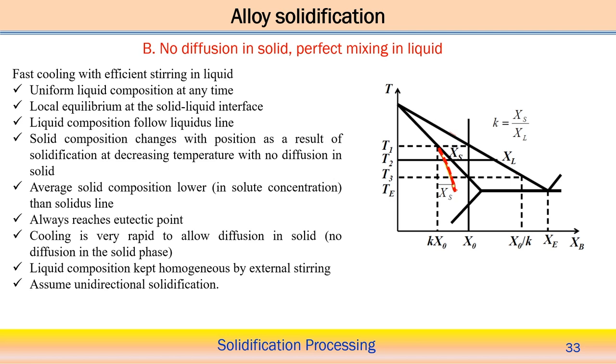So, in that case, cooling is very rapid, which means that when converting to the solidification phase, we are not allowing any diffusion to occur. But in the liquid phase, we are constantly maintaining perfect mixing. So, we are maintaining the solute concentration in the liquid phase. Therefore, the liquid composition is kept homogeneous by external stirring, and in this case we are also assuming unidirectional solidification.